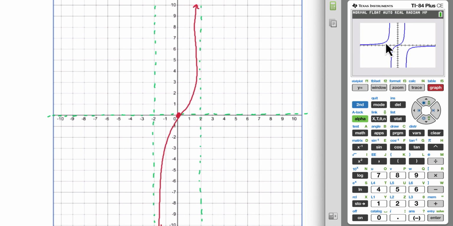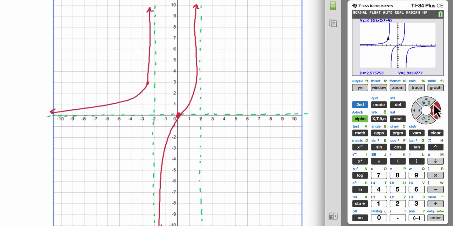If we wanted to get an approximation, we could use the trace key and get an approximate point. So roughly negative 2.53, again, very, very rough estimate. We'll use that to get a quick sketch.